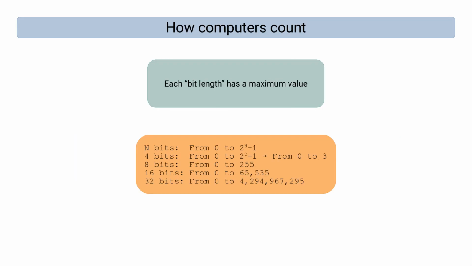So the formula to calculate the total number of different values that an n-bit number can give you is simply 2 to the power of n. Now, 0 does count as a number here. So if we want to calculate the range of an n-bit number, it is from 0 to 2 to the power of n minus 1.